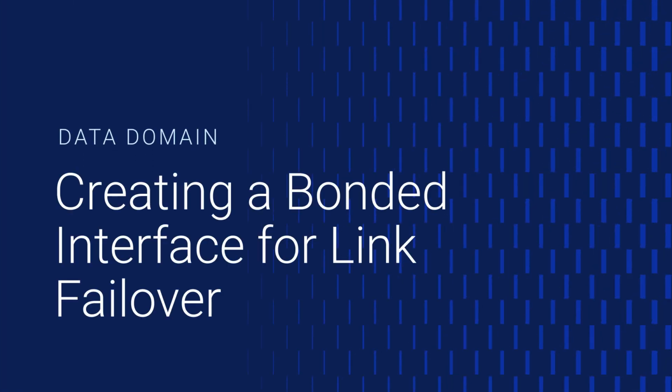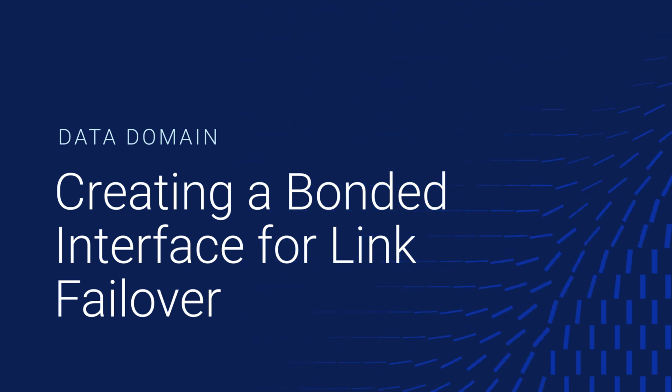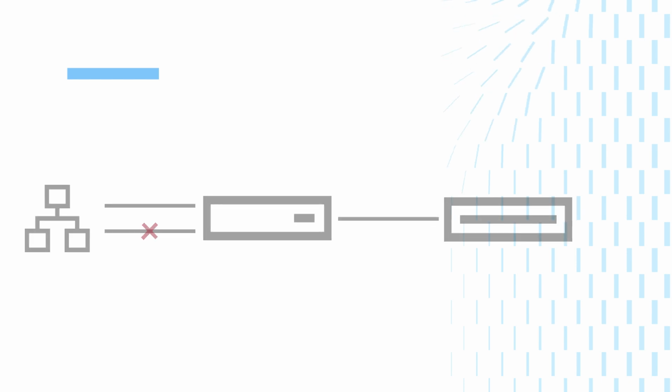In this video, we'll guide you through the steps to create a bonded interface for link failover. Let's get started. What is link failover? Link failover is a network redundancy mechanism that ensures continuous network connectivity. If one network link fails, the traffic is automatically redirected to another link, minimizing the downtime and maintaining data flow.